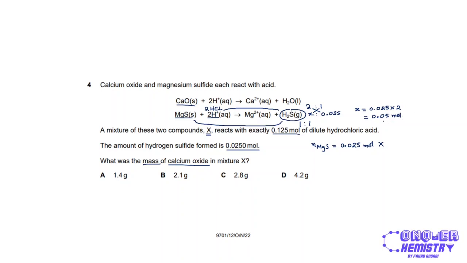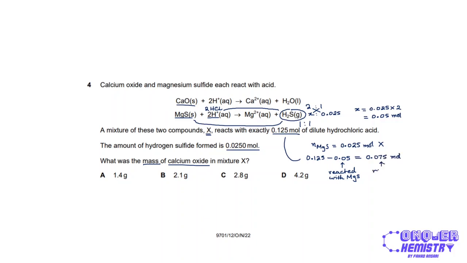So now you found out the amount of HCl that has reacted with magnesium sulfide. We can now use this to find the moles of HCl reacted with calcium oxide. So this is the total. All right. And what we're going to do is from this total, we're going to subtract the moles that reacted with MgS, right? This is what reacted with magnesium sulfide. And we're going to get the moles of HCl that react with calcium oxide. So this turns out to be 0.075.